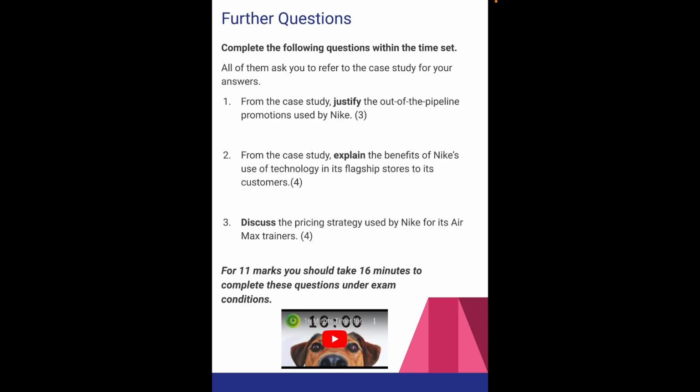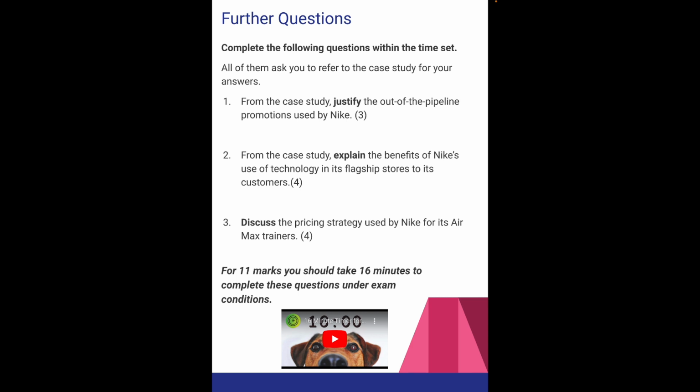So we now need to look at these 3 questions that relate back to that second part of the case study you've just read. So your first point of the question asks you to justify the out-of-the-pipeline promotions used by Nike. You have to be able to have read that text and recognise the out-of-the-pipeline methods that have been used. You've been asked to justify them, so you're going to describe the advantages of those methods. So you do not need to name the methods, but it does need to be clear from your response what it is you're referring to and that you're actually describing the advantages of it.